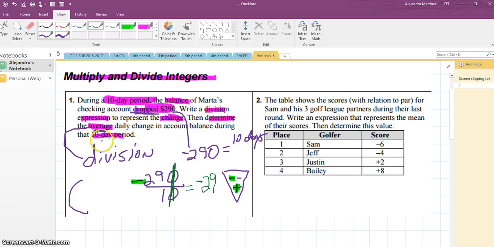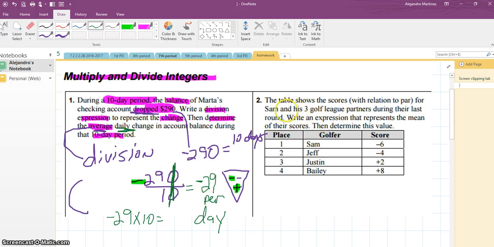An average daily change, a day, por día. So $29 per day. Another way to see it is, well, isn't negative 29 times 10? Isn't that $290? Just a way to check.